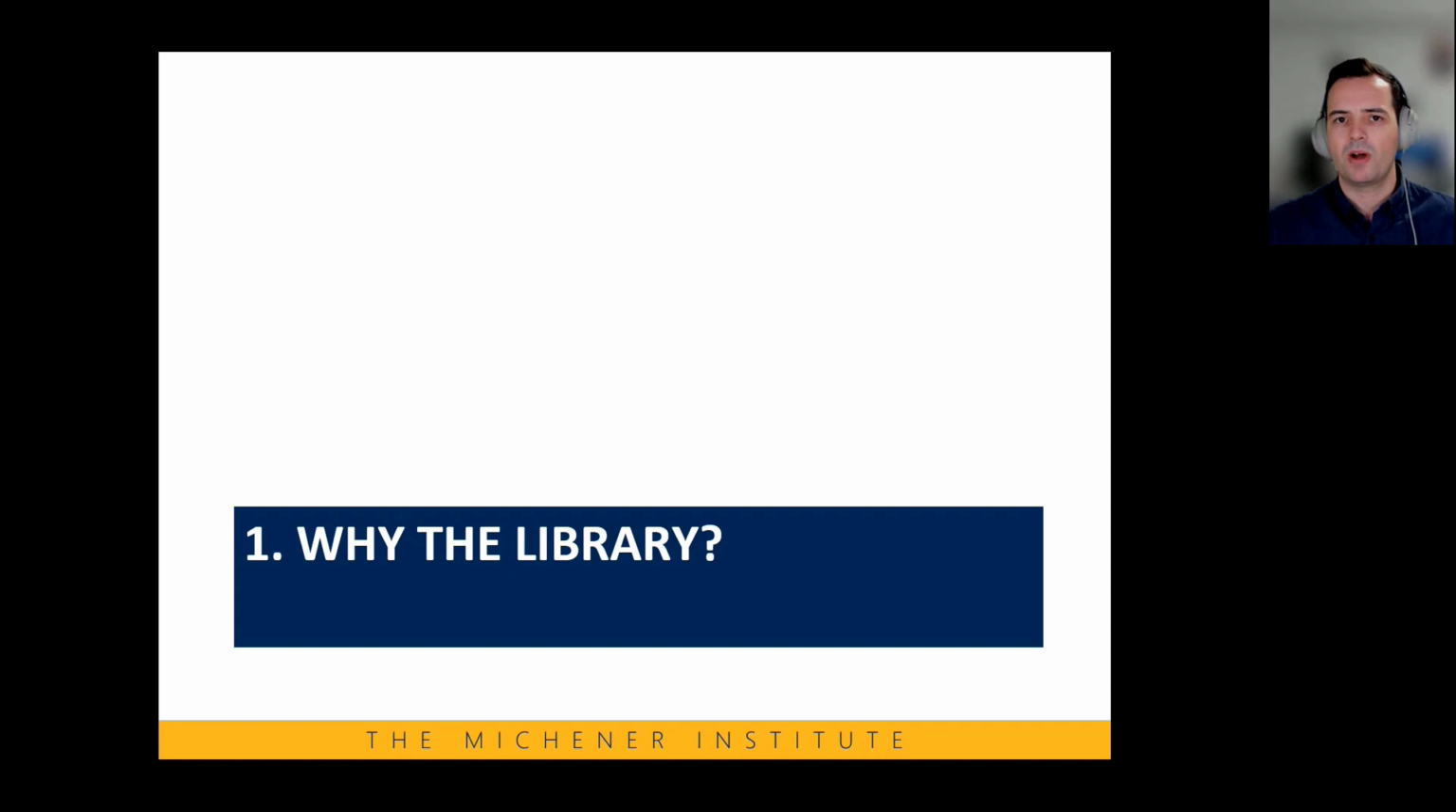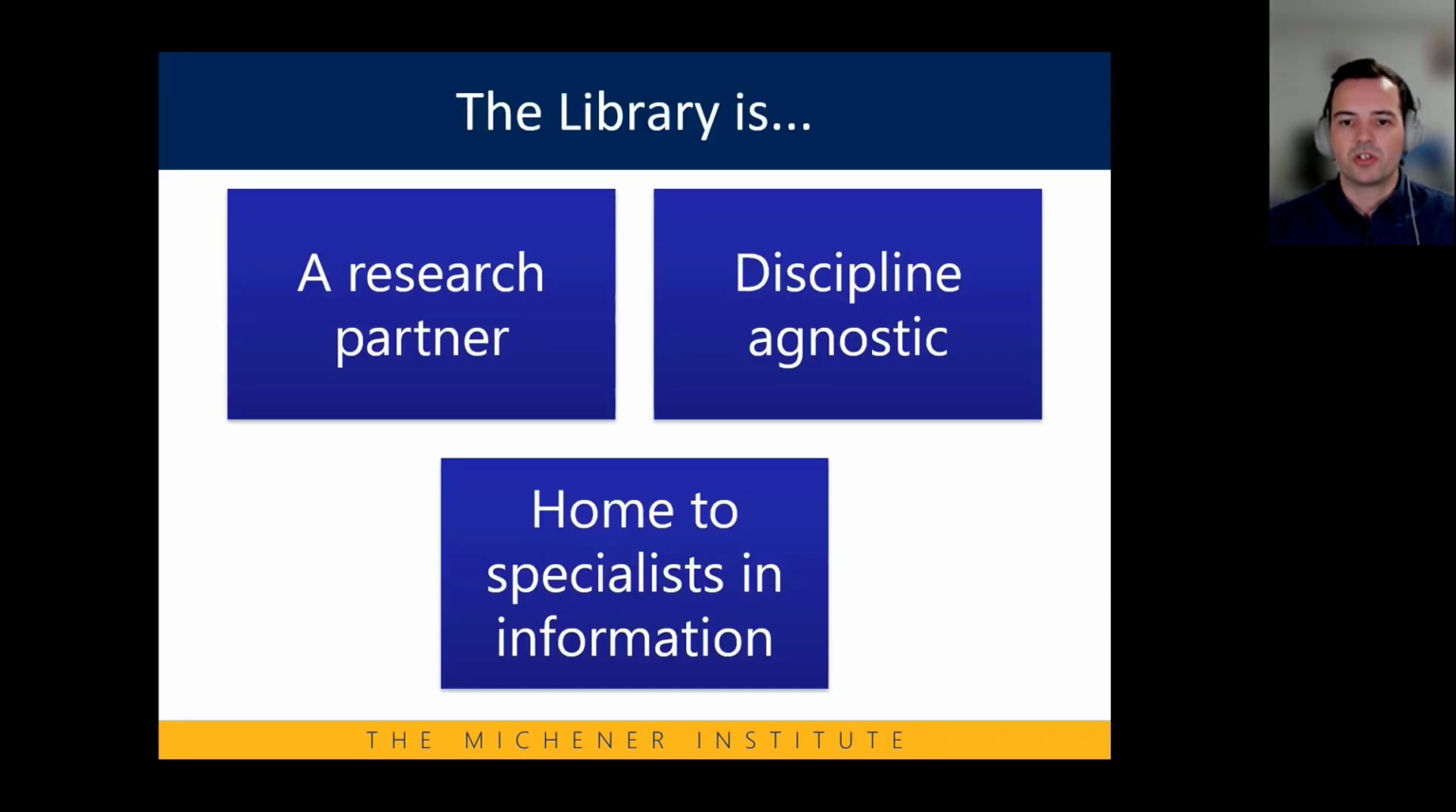So why the library? Why am I a librarian and associate librarian at the Michener Institute coming to you and talking to you about research data management? So the library is a research partner. In this particular institution, we're not so discipline agnostic. We are experts in health sciences and medical sciences. But in many other institutions, you'll find that the library has a number of subdivisions, a number of specialist subject librarians, and you may even belong to some of those organizations.